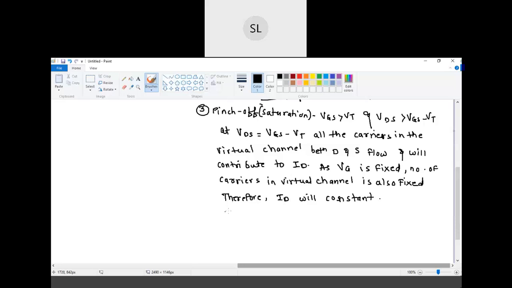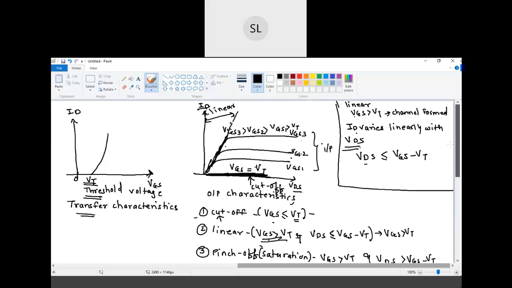So even though we increase VDS beyond this VGS minus VT, ID will remain constant. So we can say that the MOSFET is operating in the saturation region or this pinch off region.